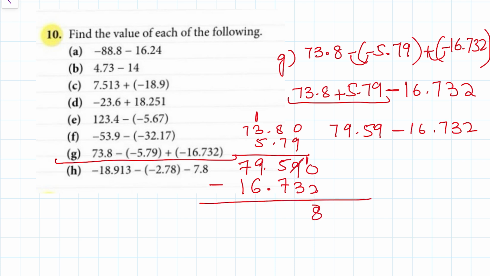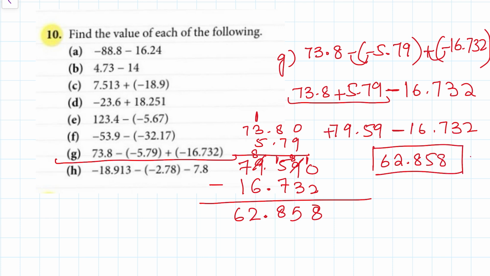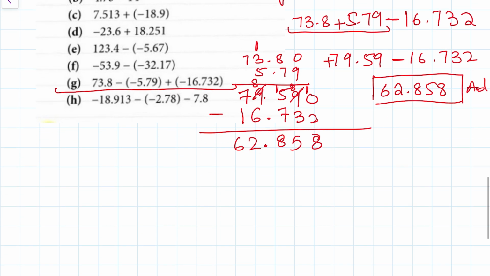10 minus 2 is an 8. 5. Then we have 15 minus 7 is an 8. 8 minus 6 is a 2. 7 minus 1 is a 6. The sign of the bigger number is plus, so it will be a plus.